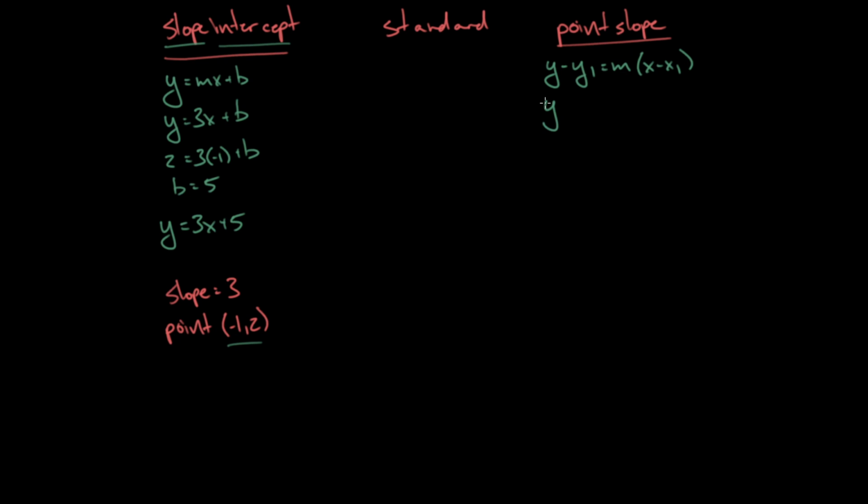And I can see that y minus 2 will be equal to 3 times x minus negative 1, so x plus 1. And so this is also an equation that describes my line here, describes the relationship between x and y. And so if I really want to justify that, I can manipulate this to go and look like the other one. And so I'll do that as well. Y minus 2 equals 3x plus 3. And then I can add the 2 over and get that y equals 3x plus 5.